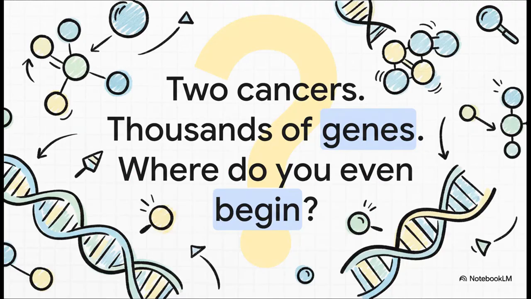Okay, so imagine you're a detective. You've got two different crime scenes, in this case, two different types of cancer. And you have thousands, literally thousands, of potential persons of interest, all these different genes. The raw data is just this massive, overwhelming list of names. So where do you even start? How do you find the real culprits and figure out what makes these two cancers tick?